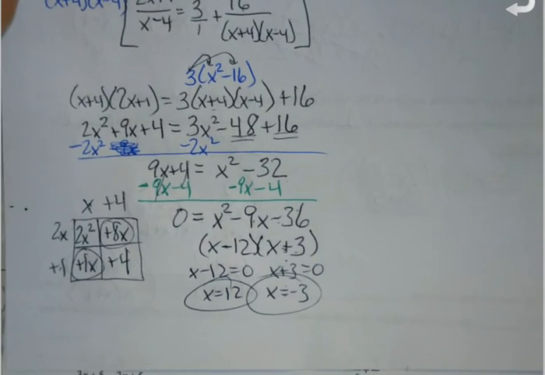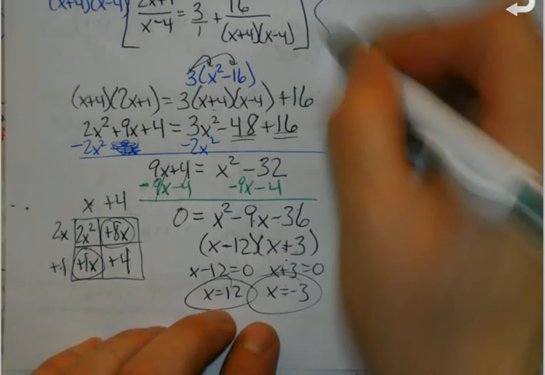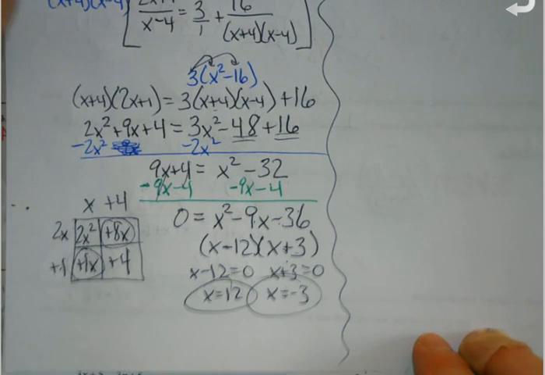But let's say one of my answers would have been 4. If one of my answers would have been 4, that's a problem, because 4 minus 4 is 0. So I do have to watch for that. But that's basically how that one would end up working out for me.